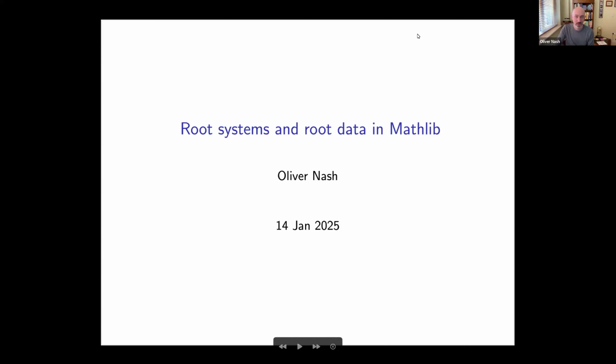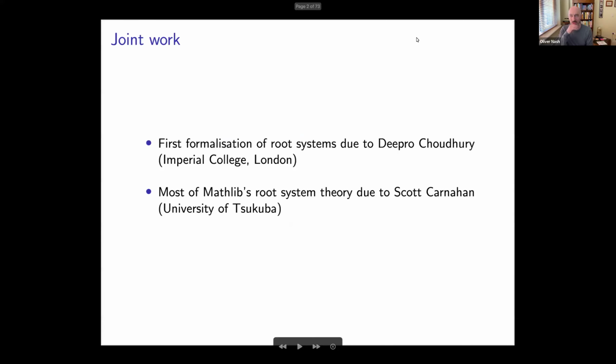Okay, so before I launch into what I want to say about root systems and root data, I should point out that first of all, I'm a minority contributor to this part of the library. Scott Carnahan has actually developed most of the theory. And second of all, I didn't even do the first formalization of root systems in Lean. This was done by someone who wrote a finalized about root systems, so he did the initial work.